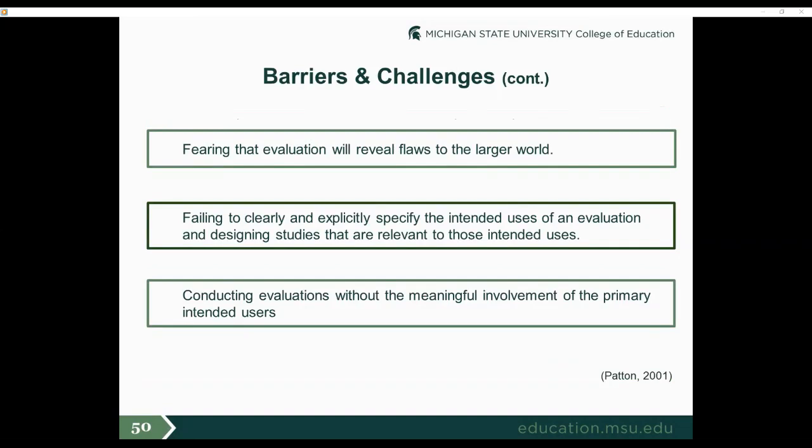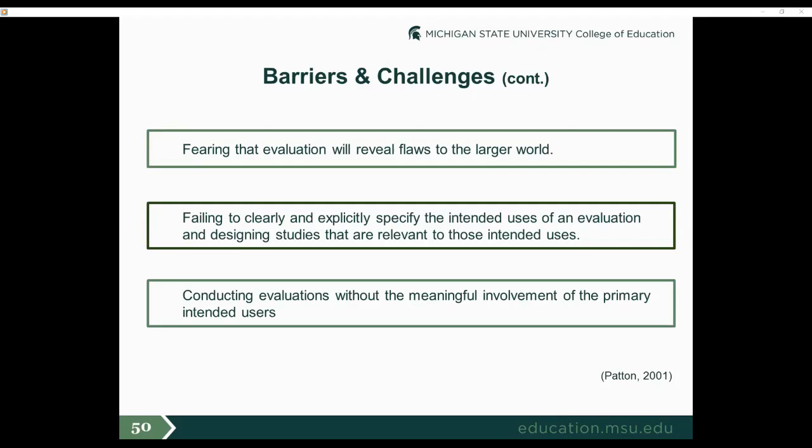So another one is failing to clearly and explicitly specify the intended use of an evaluation and studies for intended users is really a mistake. We really need to be very open with our organizations that we work with in relation to how we're going about gathering data, how they're going to be involved in the process, and how that data is going to be utilized and what feedback they will get in the future. Conducting evaluations without meaningful involvement of the primary intended users is a real mistake.